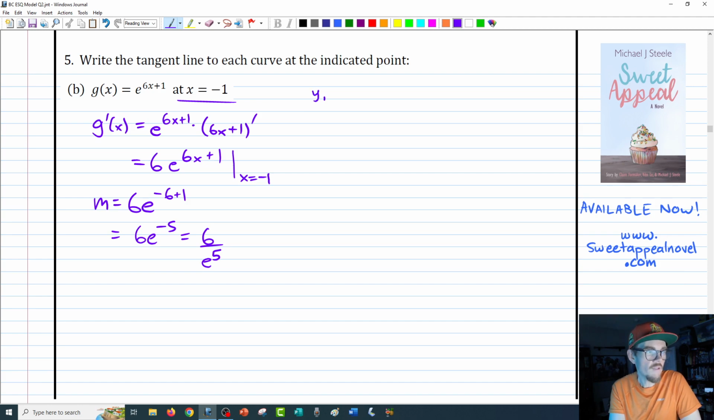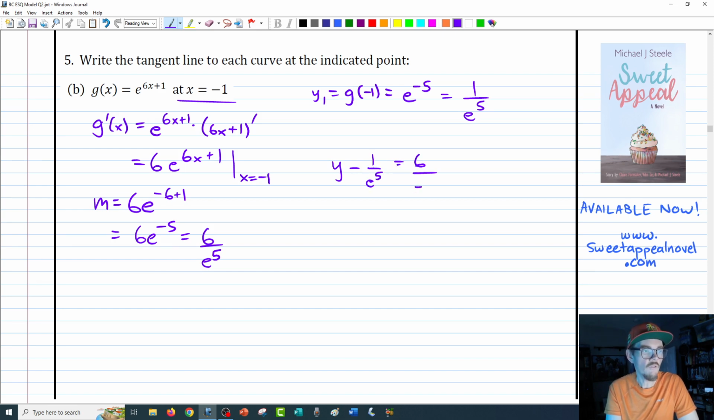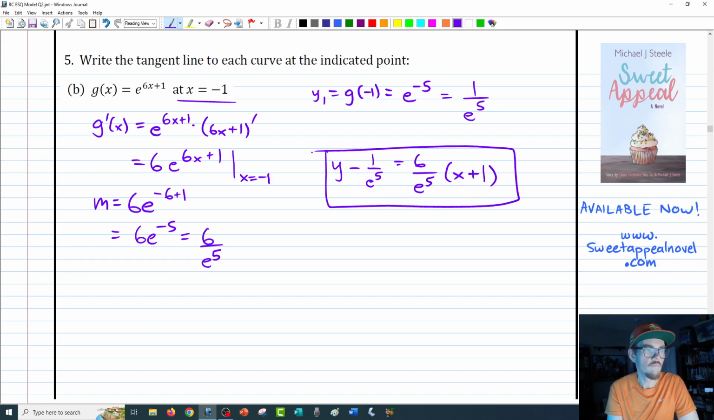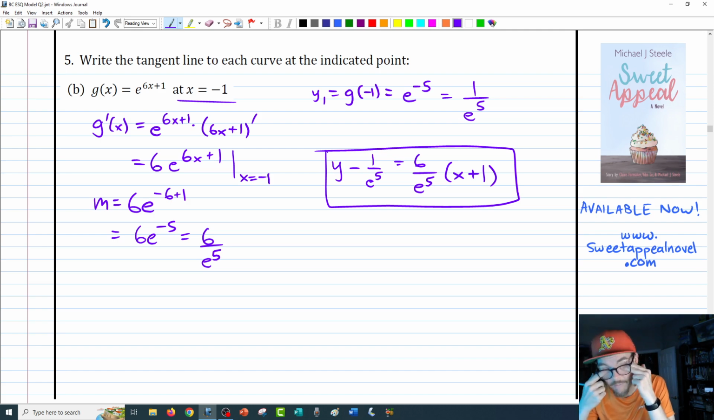And then lastly, we need y sub 1, which is going to be g of negative 1 here, which pretty clearly is going to be e to the negative 5 for similar reasons, which means we could also write g of negative 1 as 1 over e to the 5th. Given all of that, our tangent line in question is going to be y minus 1 over e to the 5th equals 6 over e to the 5th times x minus negative 1. So there is our second tangent line. Again, feels pretty reasonable. It did involve chain rule, which can challenge some people, but otherwise a pretty good approximation of what I'm looking for.